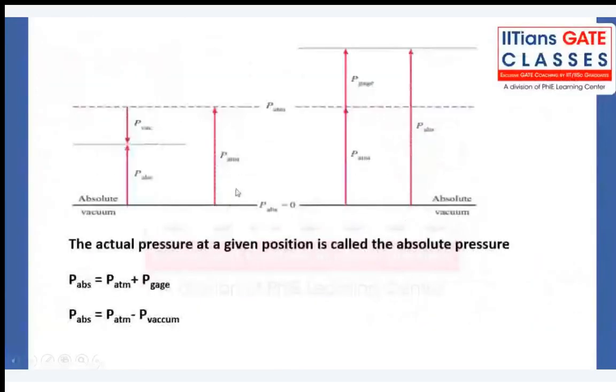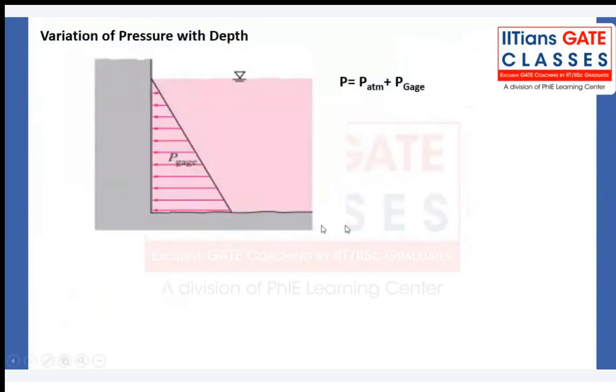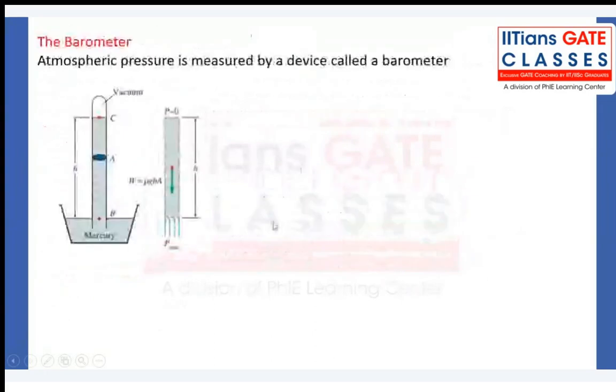So we have seen that, right? If I just give a very quick review of what we have discussed: we have discussed the types of pressure, that is absolute pressure, atmospheric pressure, and gauge pressure, right? And we have also discussed that the gauge pressure can be positive, it can be negative, but absolute pressure can never be negative, right? So on the basis of that, we will discuss the concept of barometer.